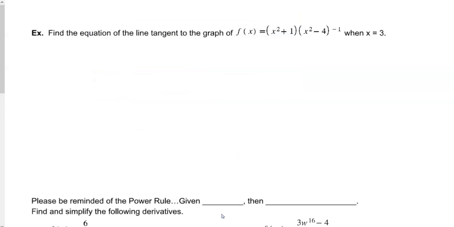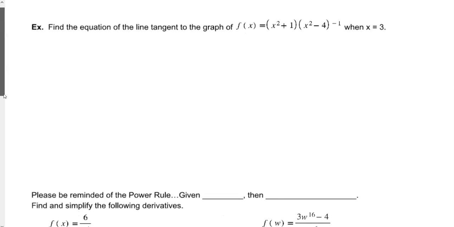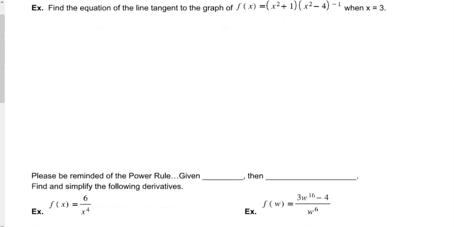Okay, so now we're going to look at another one that we have to do using the quotient rule, but also we're going to add to that we now have to find the equation of the tangent line.